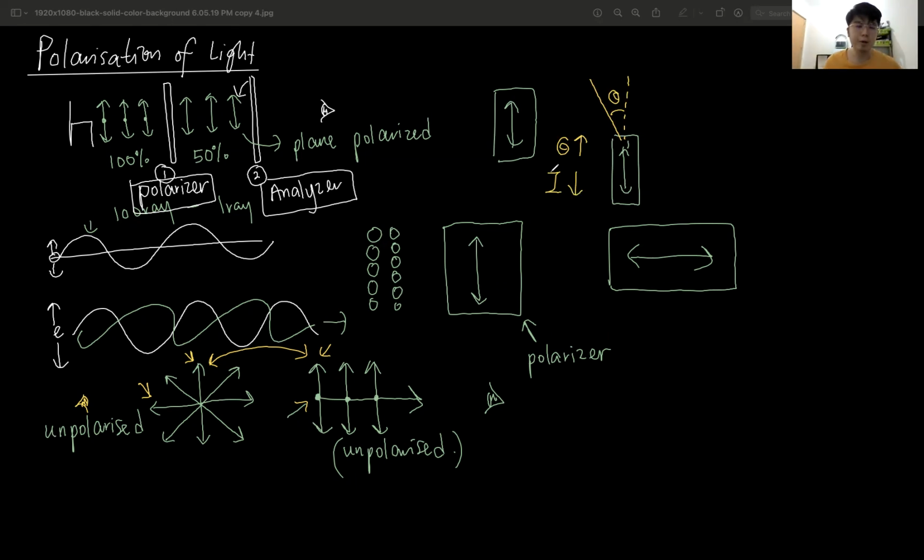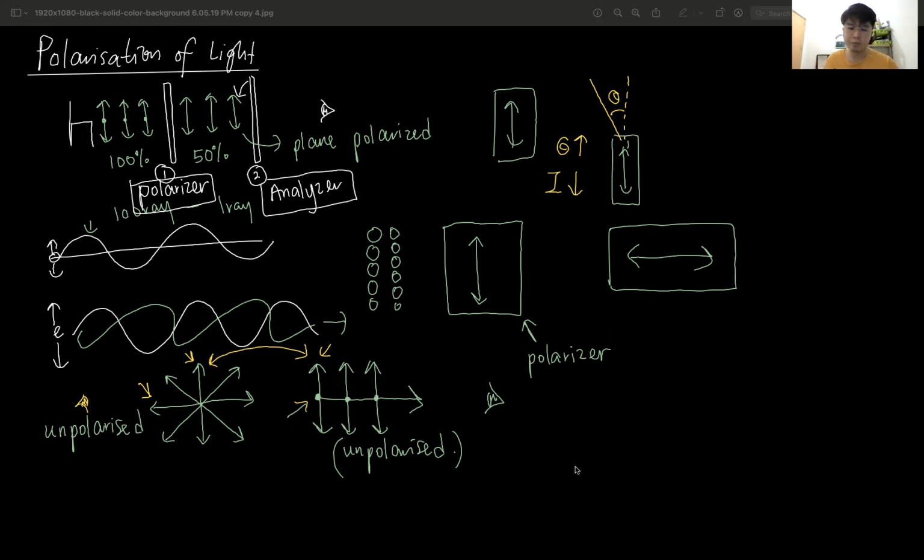Okay, now the polarization of light can be achieved in many ways actually. One way is you can use a polarizer like this one. You can make it polarized. Another way is by reflection. Even normal reflection, the light can still be polarized.